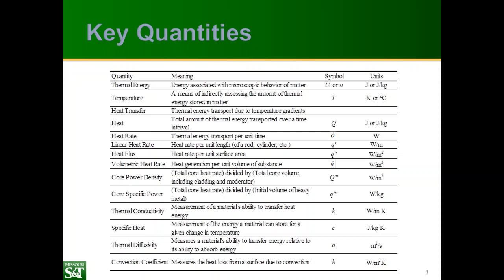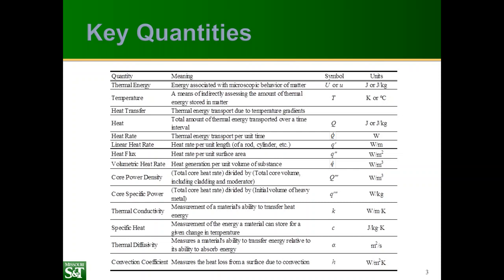Core power density is an indicator of the size of the reactor pressure vessel, and therefore the capital cost of a reactor per energy produced. And then the core specific power, again, is related to fuel inventory and fuel cycle costs. So they're also of interest to non-engineers who are looking at those kind of cost analyses.